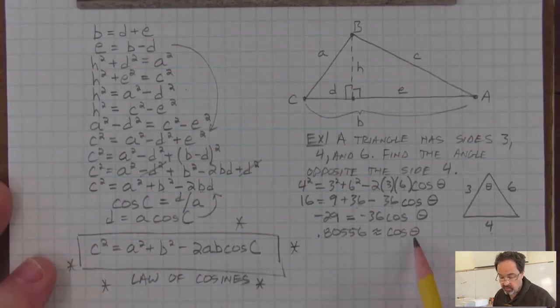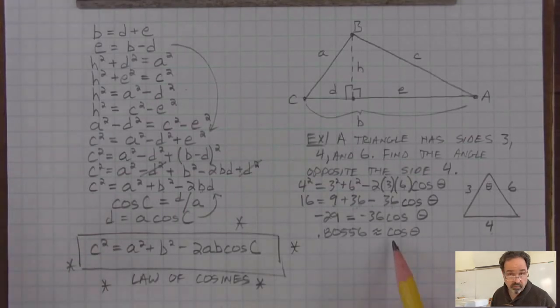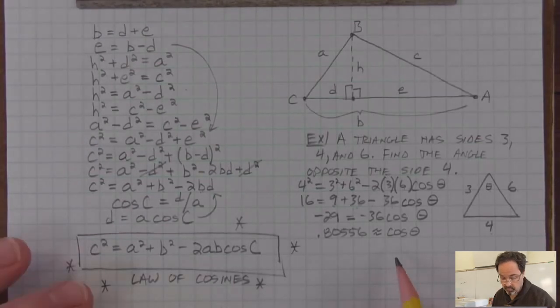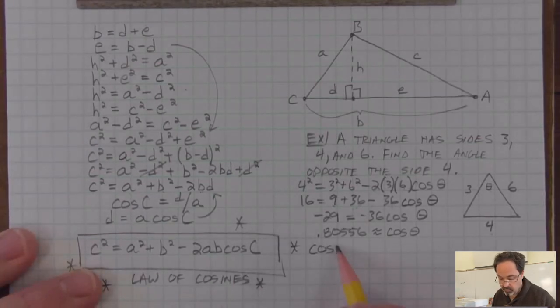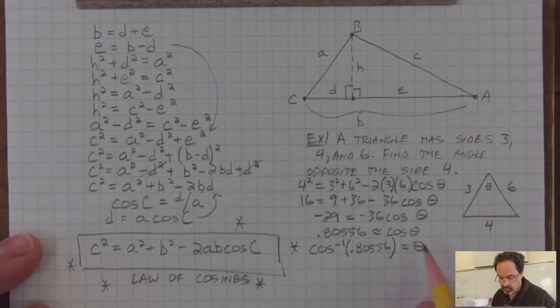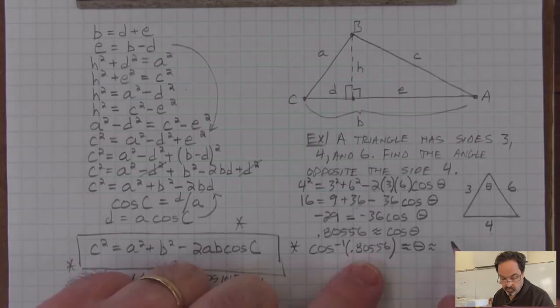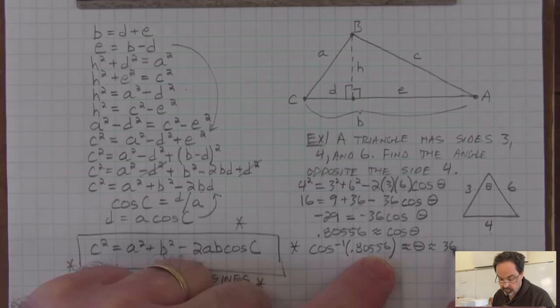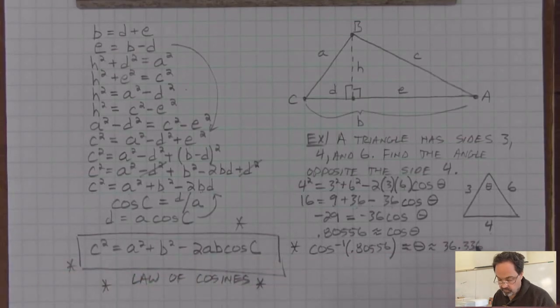The last thing I need to do to get theta by itself is to undo the cosine function. The inverse of cosine is literally called inverse cosine. So I have to take the inverse cosine of both sides, or cosine to the negative 1 is the symbol for inverse cosine. Inverse cosine undoes cosine, leaving theta by itself. And we'll need to rely on a calculator to find the inverse cosine of 0.80556, and that's approximately 36.336 degrees.